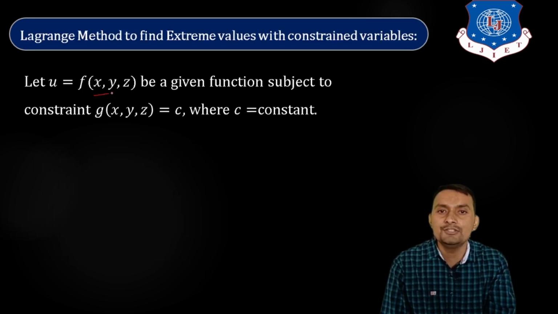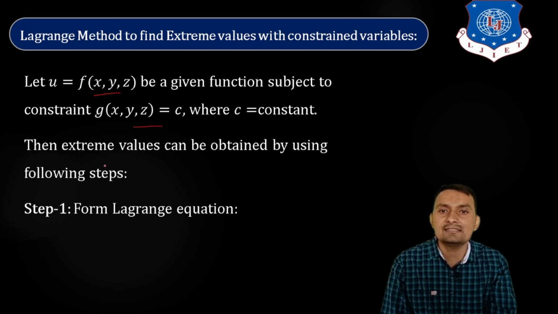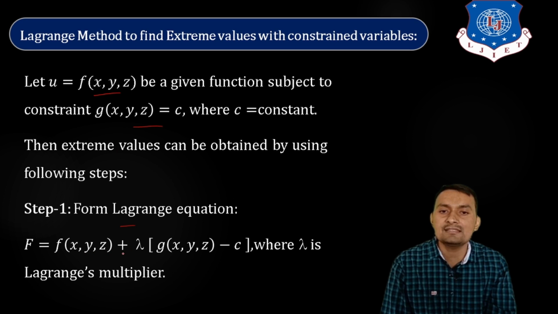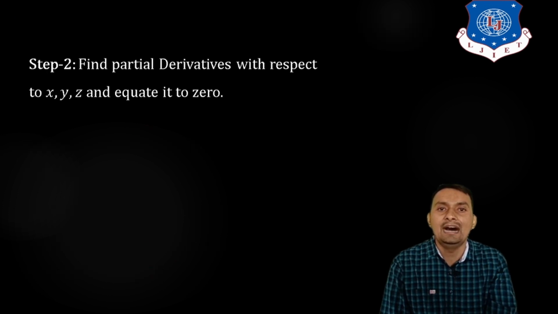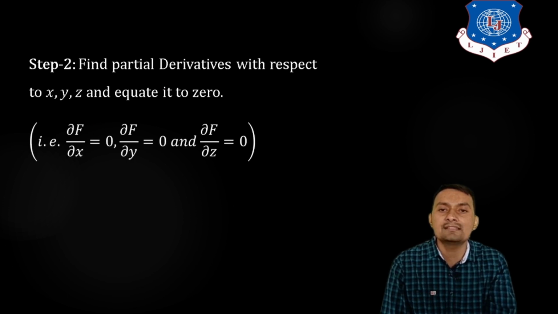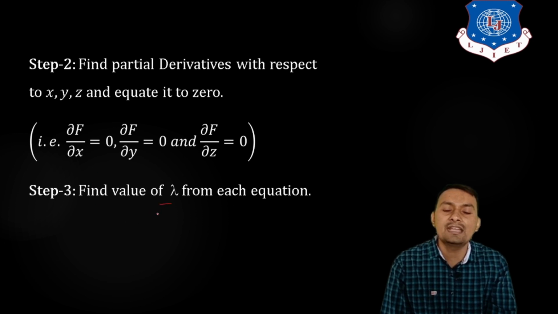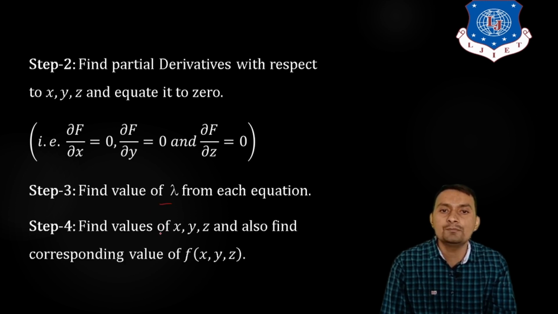So for that, u is given, and this is the constraint. What you need to consider, first step, is the Lagrange equation. Capital F is equal to small f plus lambda times g minus c, where lambda is the Lagrange multiplier. And for the second step, we take the partial derivative with respect to x, and then we equate it to 0.